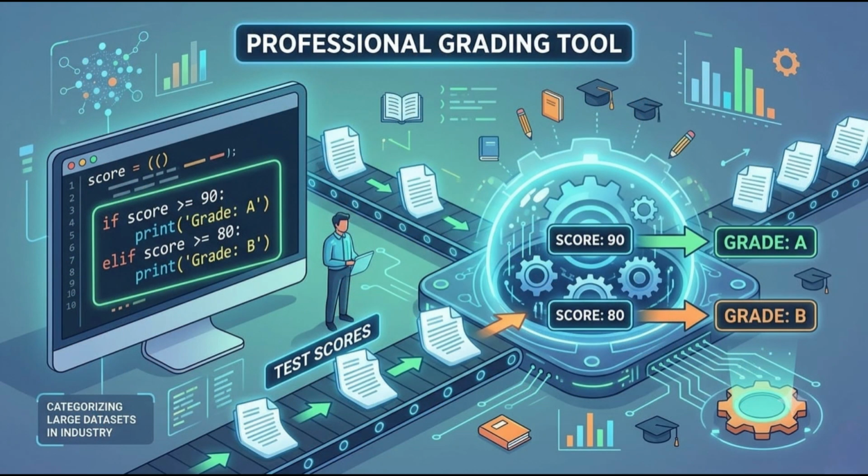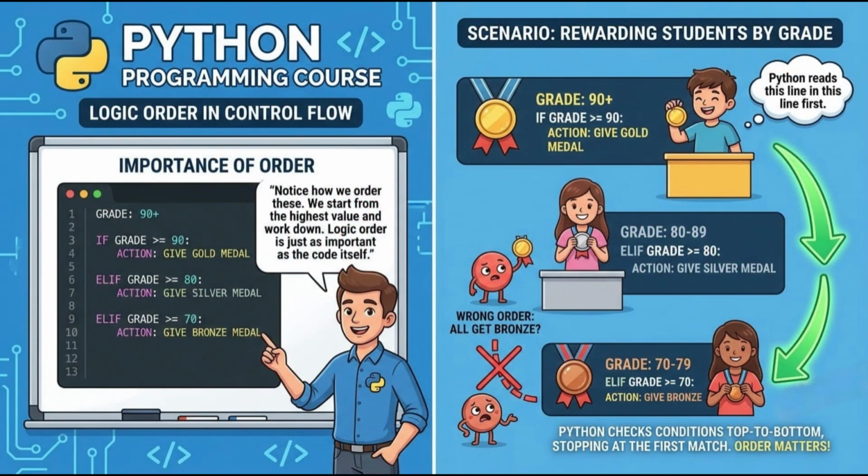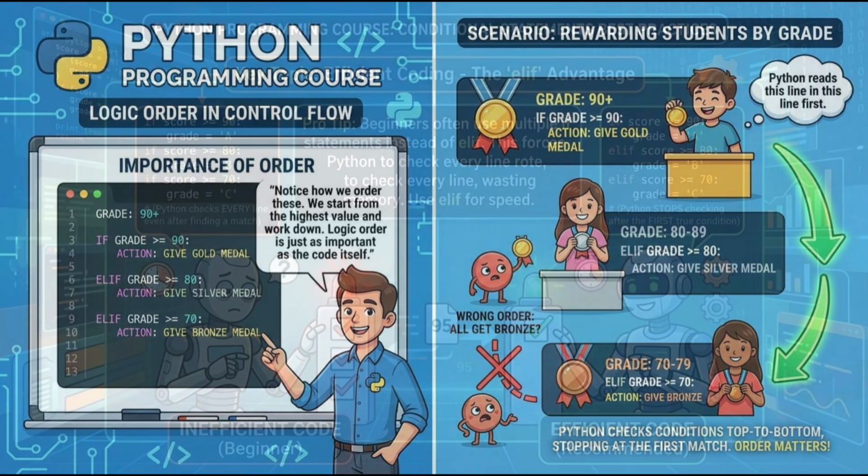Let's build a professional grading tool. If the score is 90, it's an A, elif 80, it's a B. This is how we categorize large datasets in industry. Notice how we order these. We start from the highest value and work down. Logic order is just as important as the code itself.